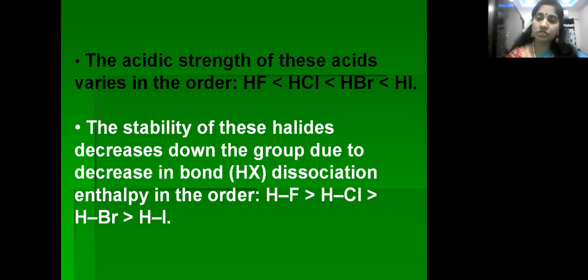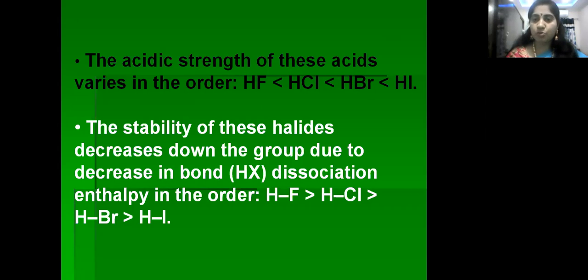So that's why HI is more acidic when compared with HF, HCl and HBr. The stability of these halides decreases down the group due to decrease in bond dissociation enthalpy in the order. Same case, children, here also the stability of these halides decreases. Same reason here also. What is that?